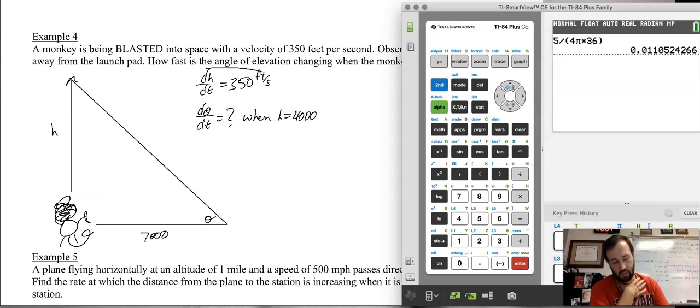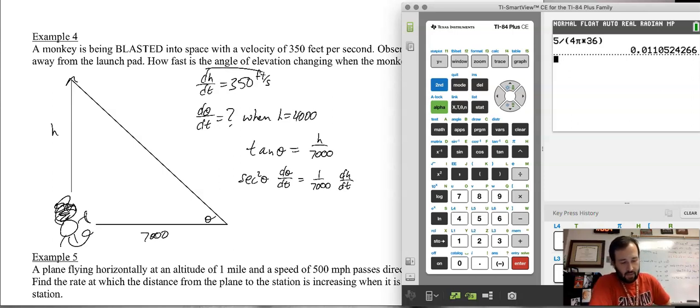So what I can do is say then that tangent of theta equals the height over 7,000, such that now when I do my derivative, you can see that, right? My derivative is secant squared theta times d theta/dt equals 1 over 7,000 times dh/dt.